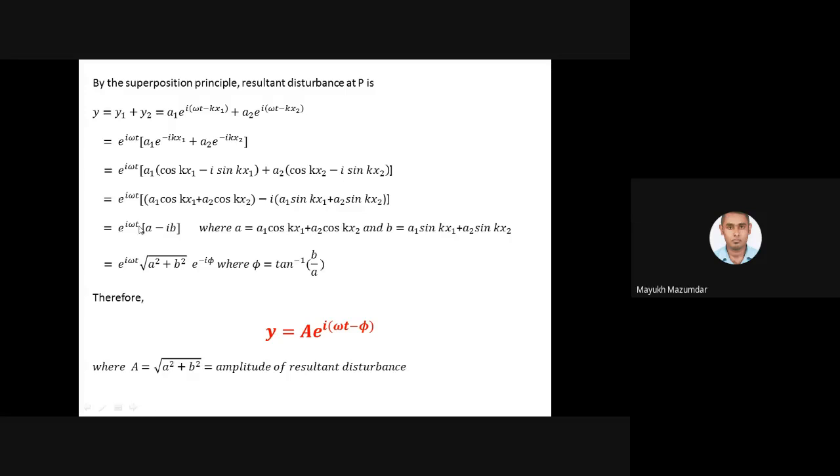I hope you are familiar with this kind of notation of complex number, or this kind of representation of complex number, a plus i b or a minus i b, whatever. You know this is a complex number. Can you identify? Yes, sir.